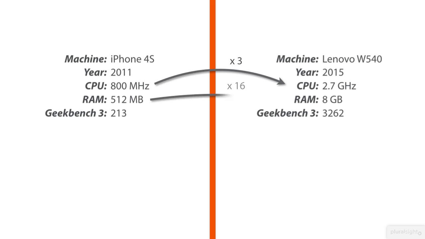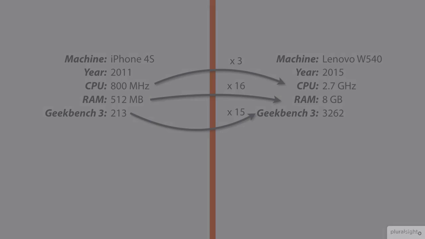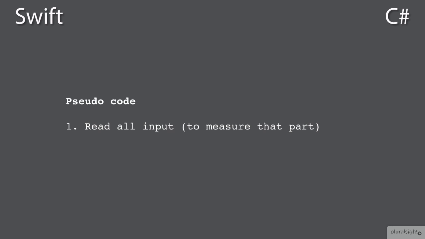So, judging by the numbers, the mobile phone should have no chance in solving our challenge faster than a laptop. It seems like an unfair competition. Let's see if we can do something about that. In this example, I have implemented a solution for the iPhone and laptop using the languages Swift and C# respectively. In pseudocode, the solution looks like this. First, I read the whole log in order to be able to time that part separately. Next, I run the real solution, which, in addition to the log traversal, also counts the IP addresses.